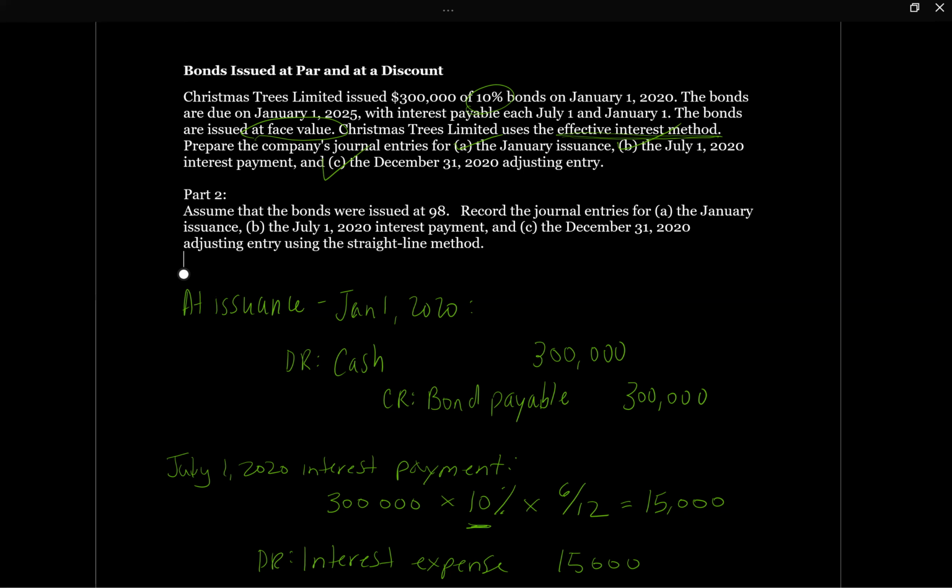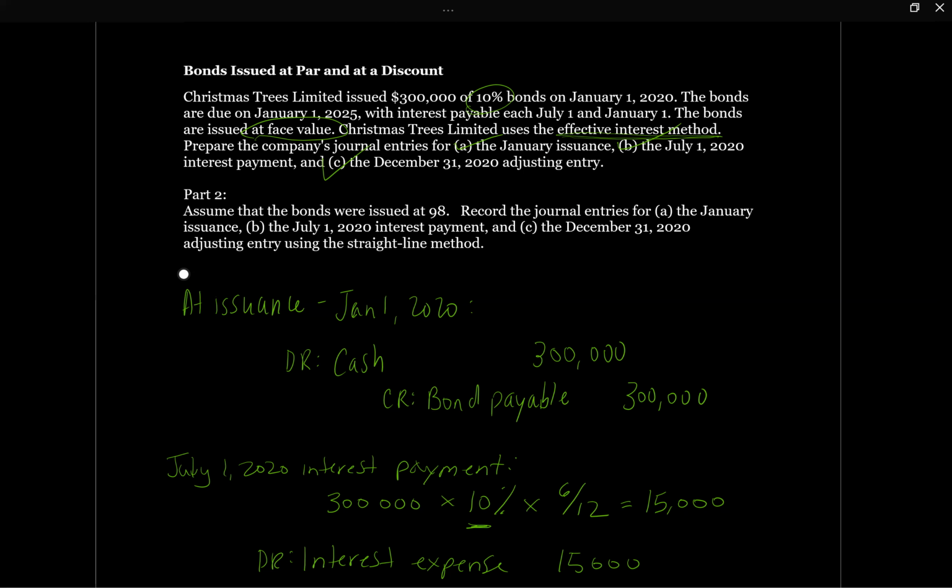It says, assume the bonds were issued at 98. Record the journal entries for the January issuance, the interest payment, and the December 31st, 2020 adjusting entry using the straight line method. Okay, so we know that the straight line method is permitted under ASPE.